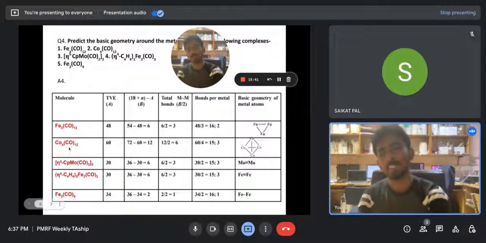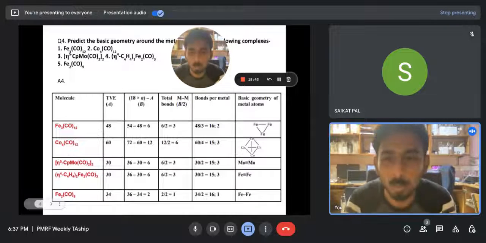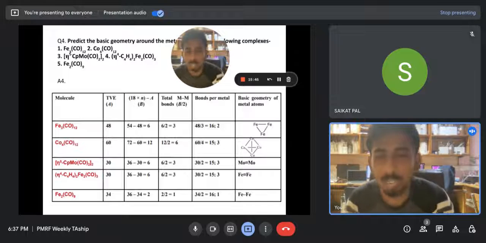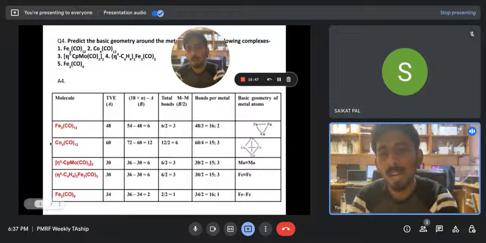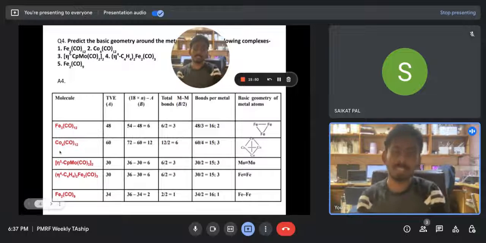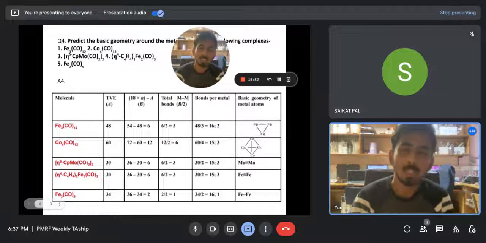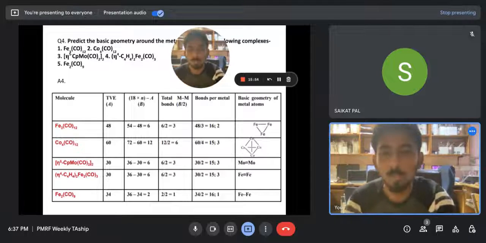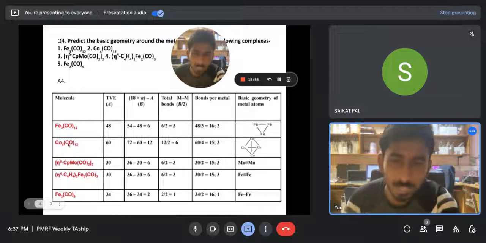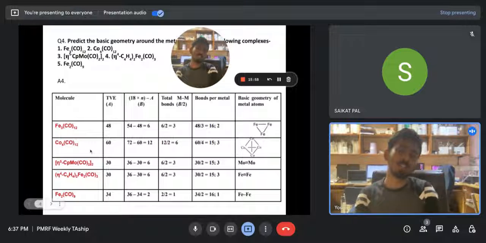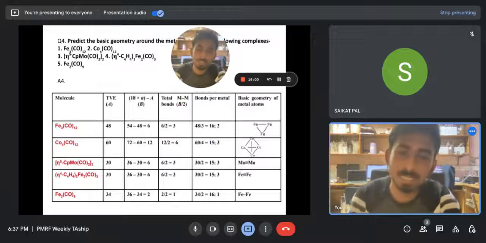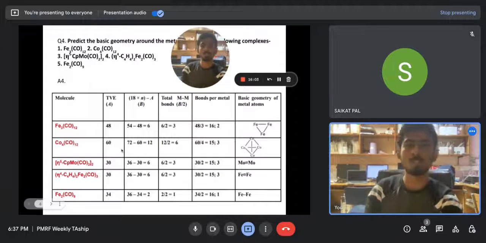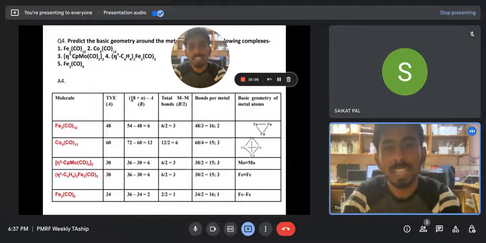The next example, Co4(CO)12, that is tetracobalt dodecacarbonyl. Cobalts have a 4s2 3d7 system in zero oxidation state. So this is a d9 system. So 4 into 9 is 36, and 12 CO will produce a total of 24 electrons. So 24 plus 36 is 60. Now we have to subtract the number from this 18N.